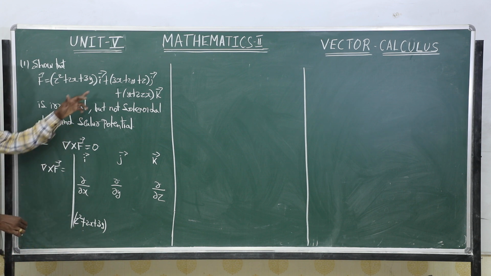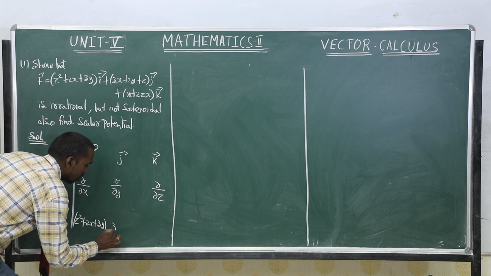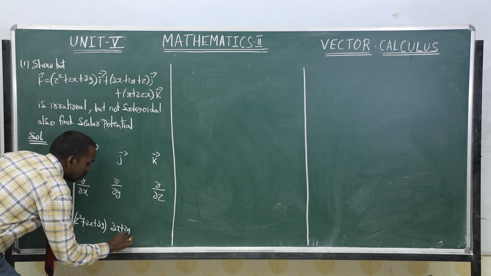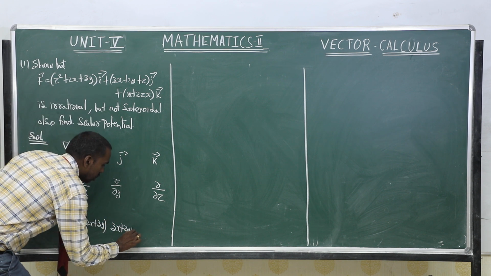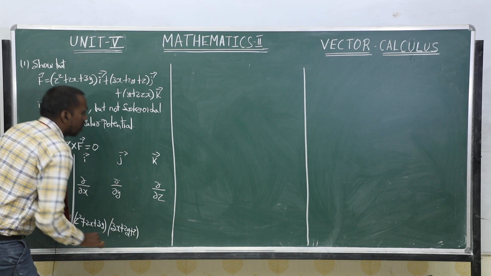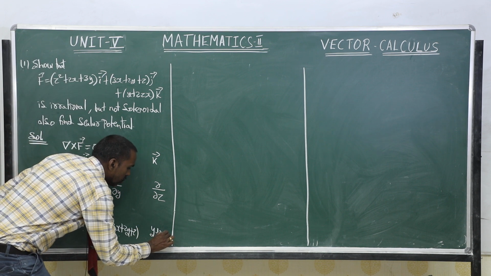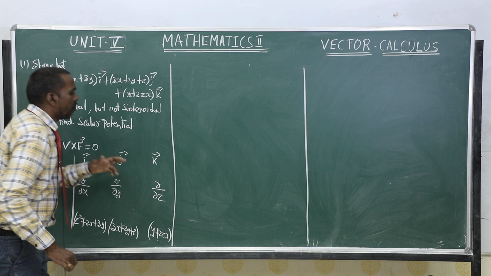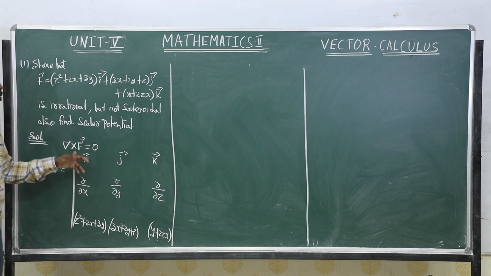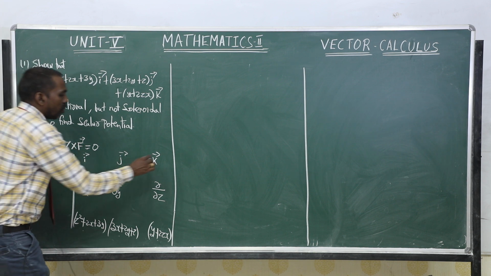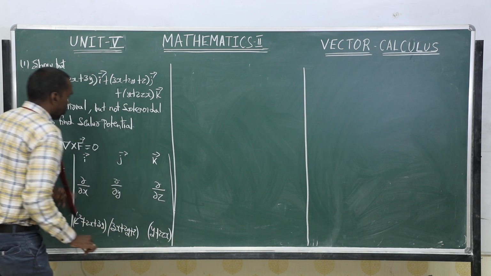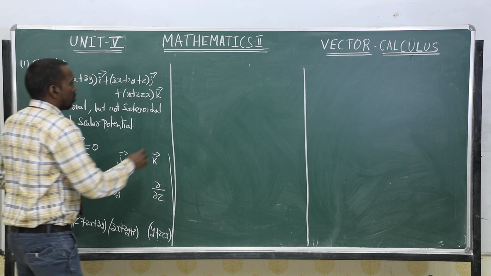Then the j coefficient is 3x + 2y + z. The next one is the k vector component, y + 2zx. So we have to find the determinant, and we have to prove it will be 0. Now we can find out whether it will be 0 or not. Okay, definitely it will be 0. I can just find out now.